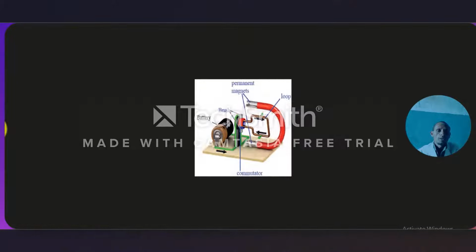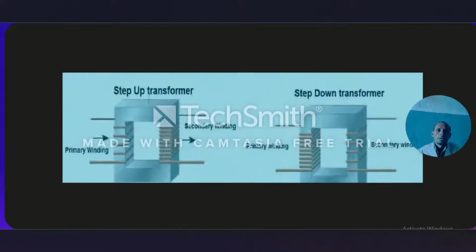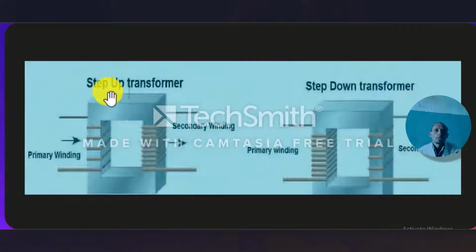Here is the coil. Look, this is indicated as a step up transformer, and this one is a step down transformer. From the given figure, here is the primary winding or primary coil, and this one is the secondary winding or secondary coil. For this one, there is the primary winding and secondary.